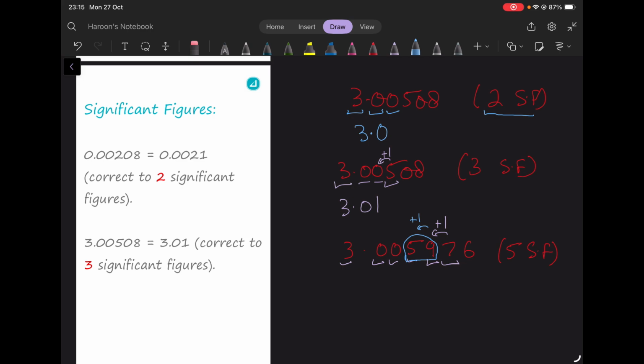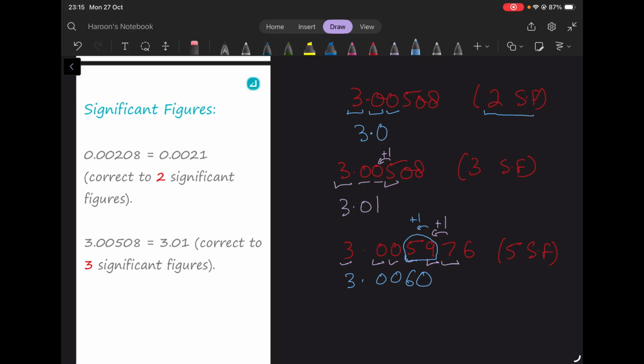But the easier way maybe could be you can look at the last two digits combined. This is 59, so this would basically become 60. So this becomes 3.0060. Now let's count: 1, 2, 3, 4, 5. 5 significant figures. This would be the answer.